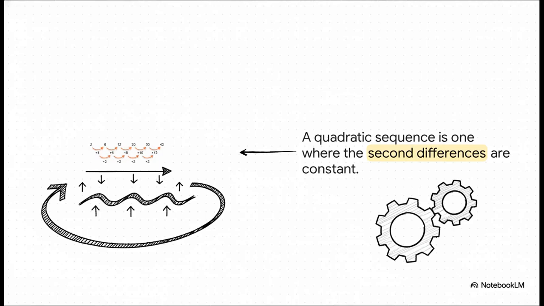Here's the secret weapon. It's not the first differences that are constant, it's the second ones. Watch this. First, you find the jumps between the terms. +4, +6, +8, +10. See? They're not the same. But then you find the jumps between those jumps, and look, they're all +2. When that second layer of differences is constant, you've found yourself a quadratic.